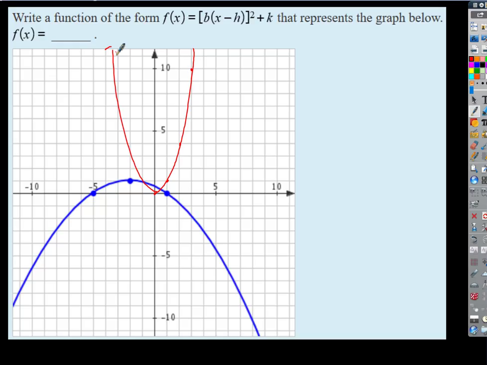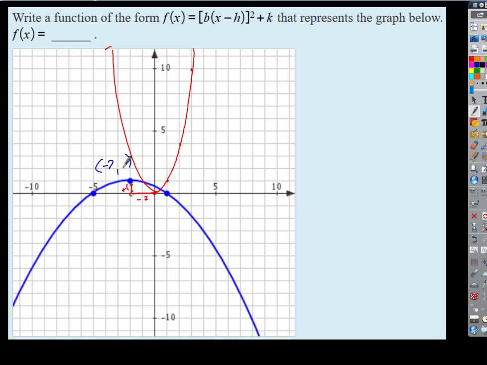What have we done here? So what numbers could we plug in for h and k? Here's my special point. The special point is always the point that starts off at the origin. Where does the special point end up? Left 2, up 1, right? So if I go left by 2 and up by 1, another way of saying that is, what are the coordinates of this point?